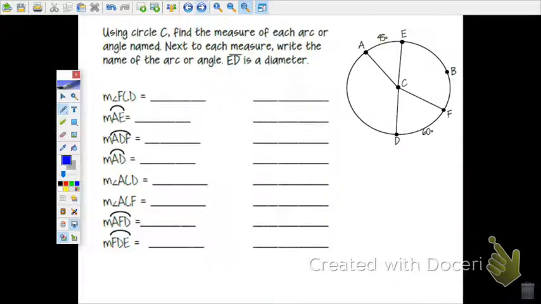So we've got a couple pieces to help us. We know that DF is 60. We know that arc AE is 45. So we're going to use that information to help us. So the first thing they're wanting is the measure of angle FCD. So angle FCD, what is going to be the measure of that angle? It's going to be 60 because arc FD is 60.